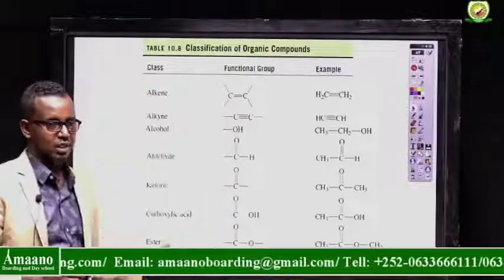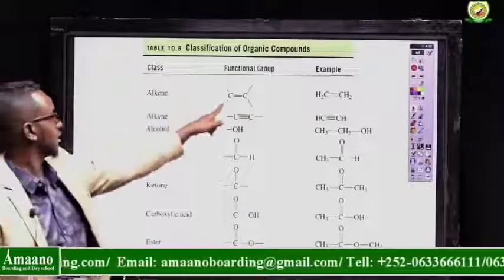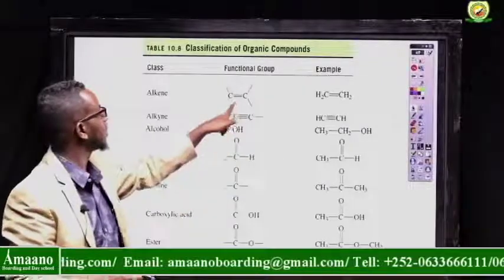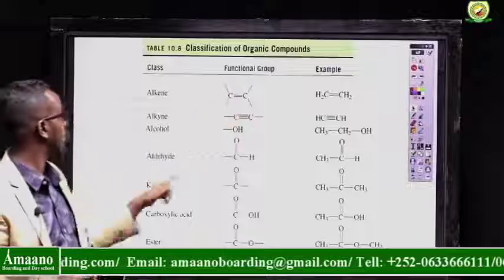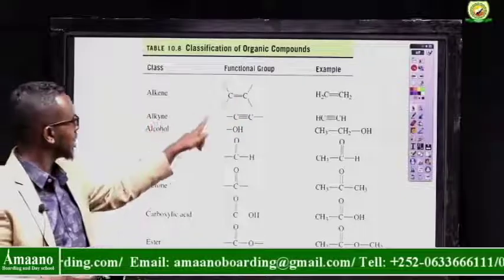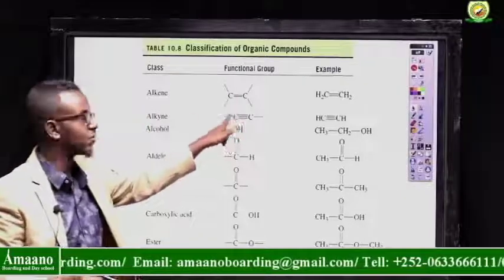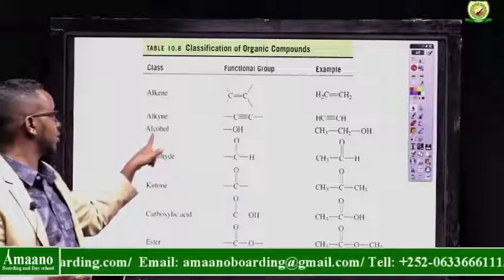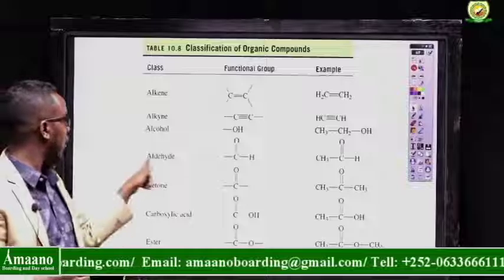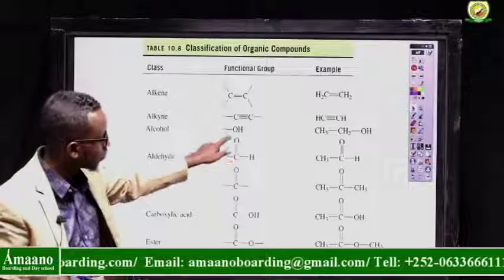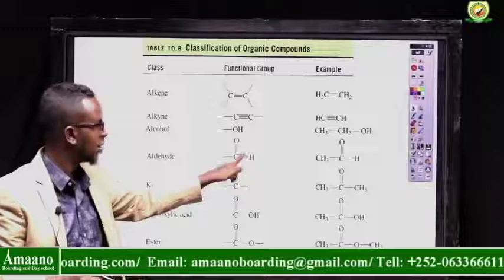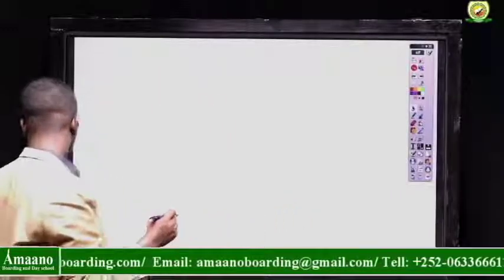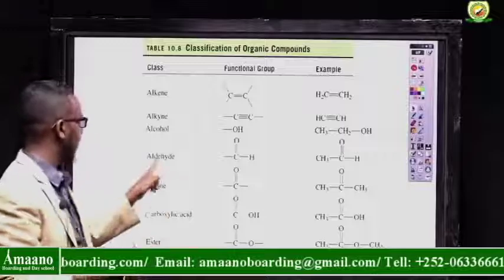Consider here, we have an example. Alkenes contain carbon double bond carbon. That double bond is the functional group. Alkynes are another family. They contain a triple bond, so the triple bond is the functional group of alkynes. The OH or hydroxide group is the functional group of alcohols. Aldehydes should contain a carbonyl group, and here you have hydrogen. This part is called the functional group of aldehydes.